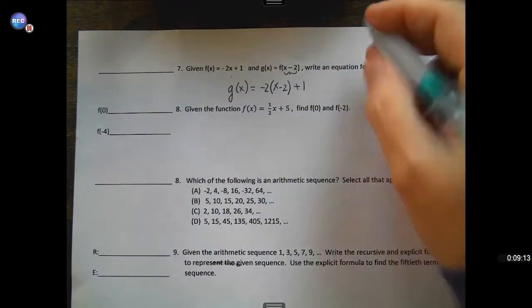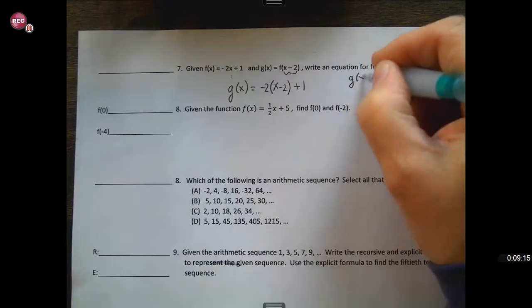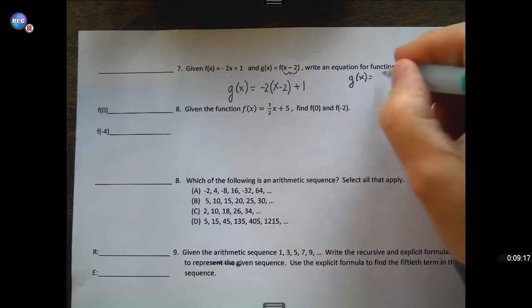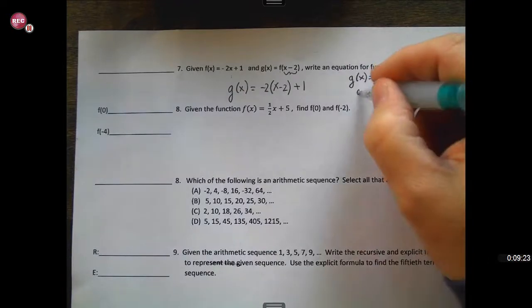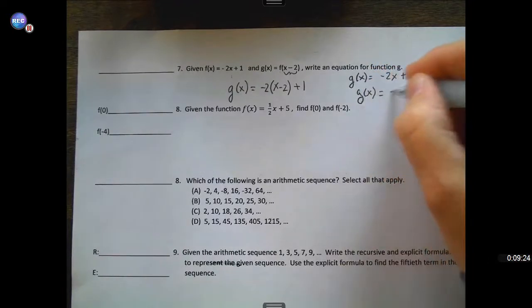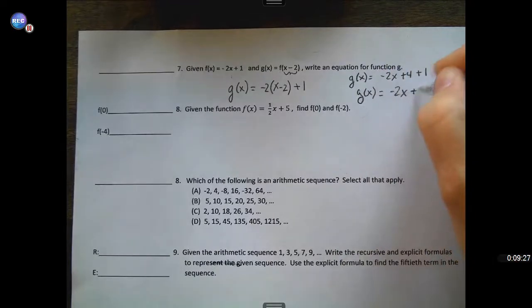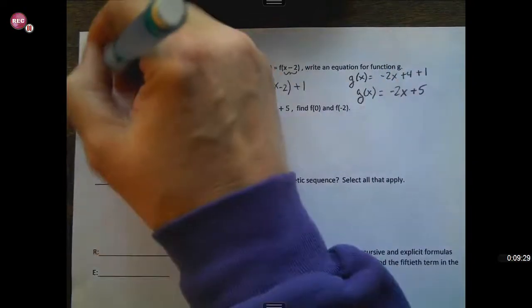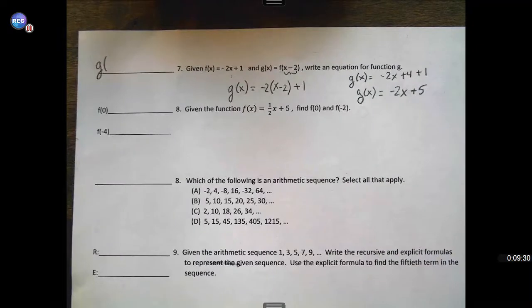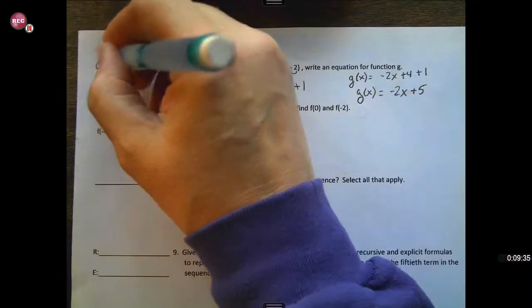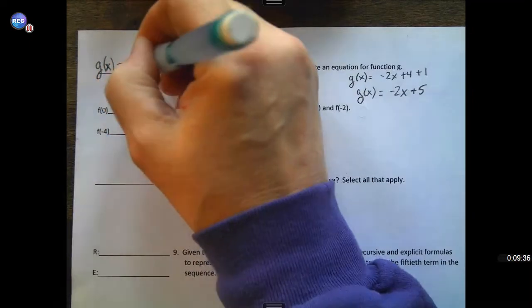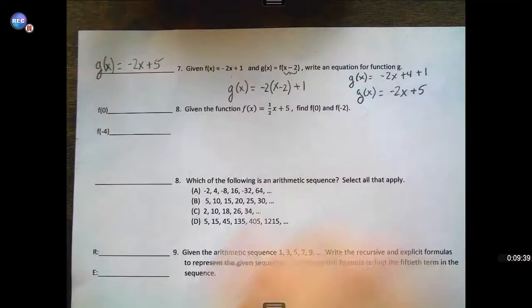And I distribute that negative 2 to simplify. I get g of x is negative 2x plus 4 plus 1. So g of x is negative 2x plus 5. And our answer is not negative 2x plus 5. Our answer is g of x equals negative 2x plus 5. Okay.